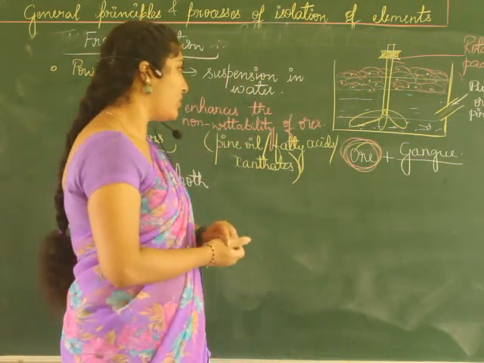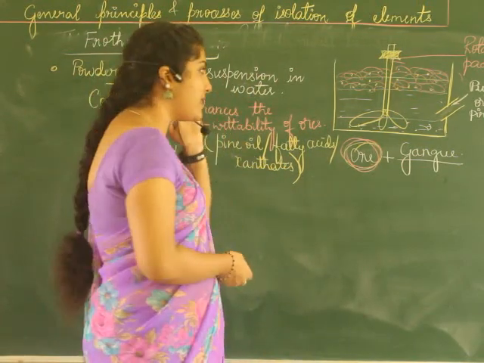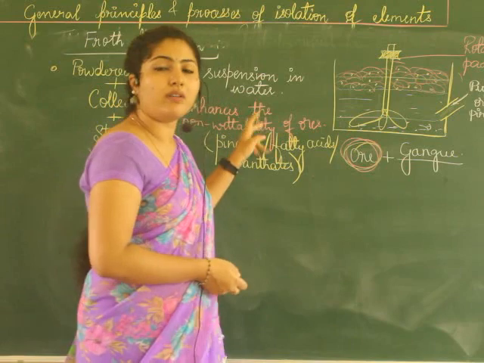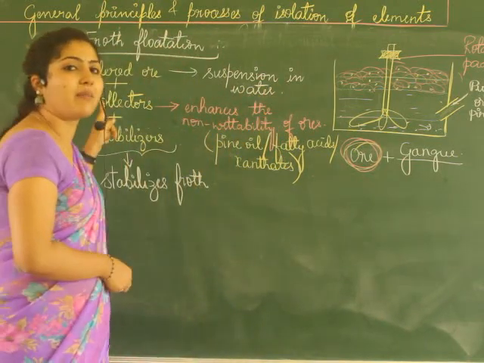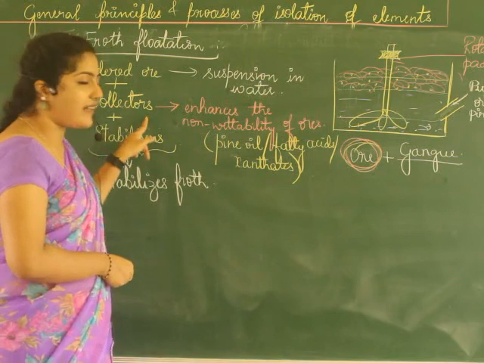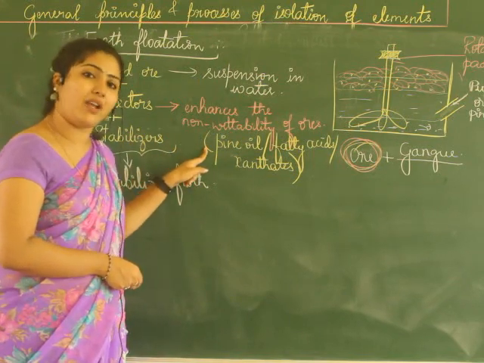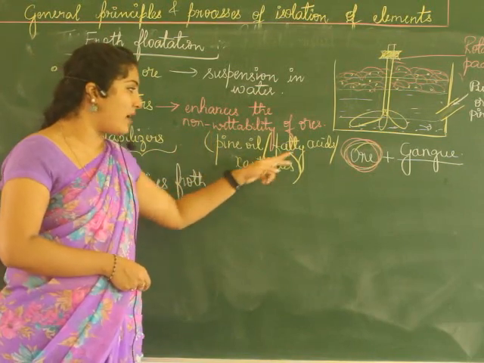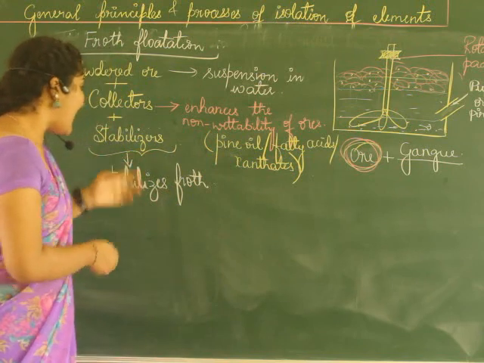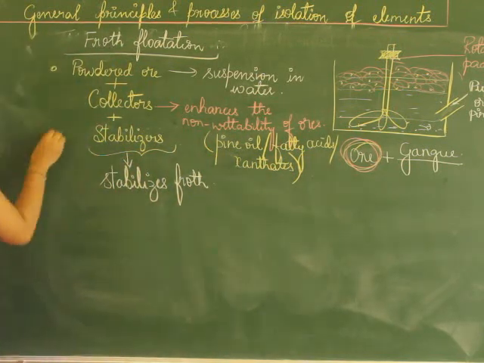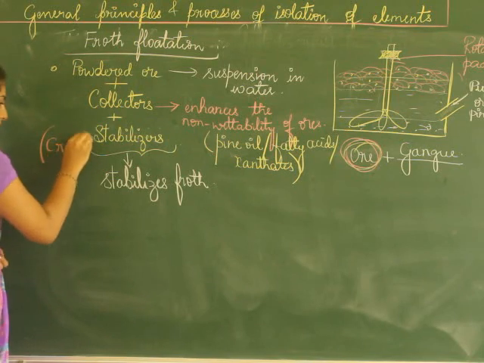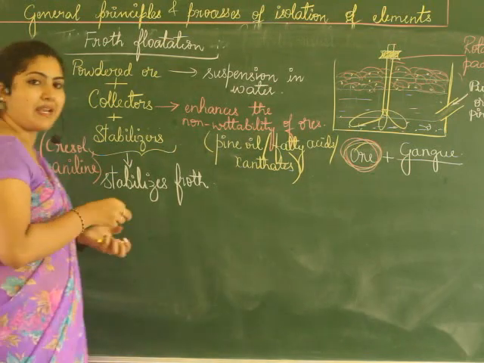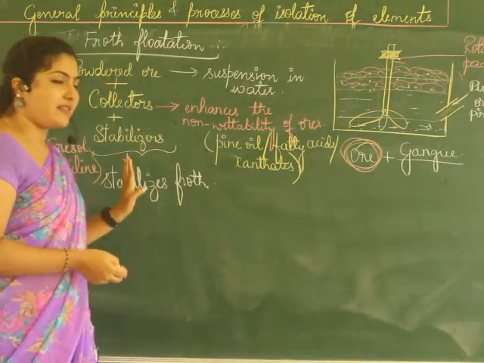Is that clear now? Okay, so let me go over it again. What is done? Ore is taken, powdered ore is taken, a suspension of ore with the water is prepared. Collectors and stabilizers are also added. The role of collector is to increase the non-wettability of ore particles. Then examples you need to know. Examples are pine oil, fatty acids or xanthates. Examples for stabilizers are cresols or aniline. Cresol or aniline can be used as stabilizers. So these stabilize the froth.